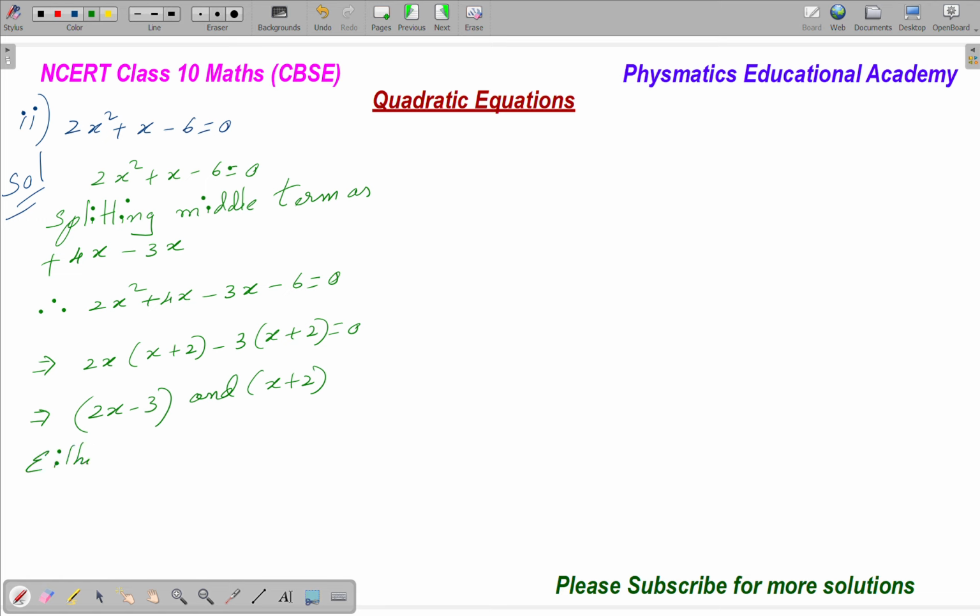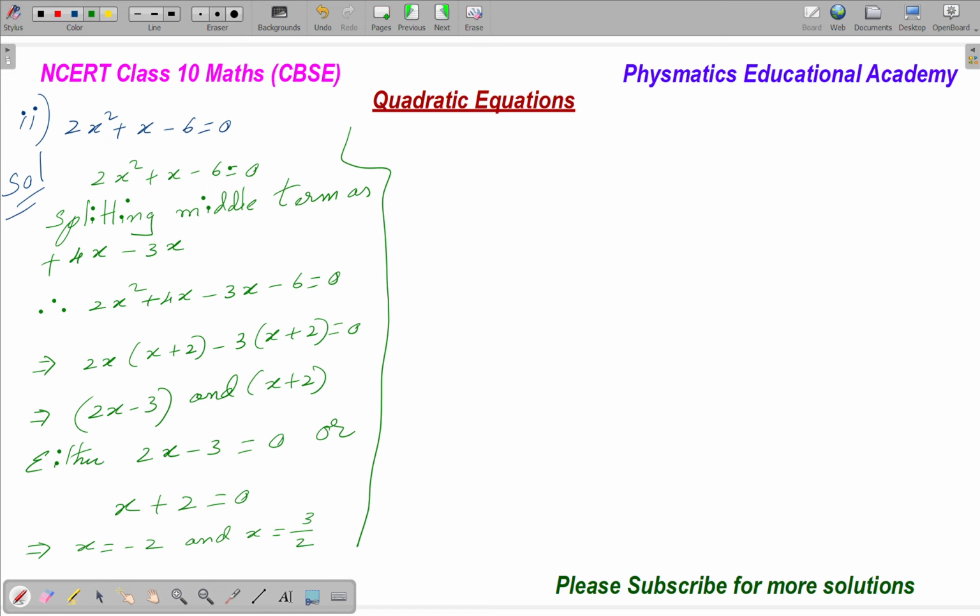Now either 2x minus 3 is equal to 0 or x plus 2 is equal to 0. So that implies x is equal to minus 2 and x is equal to 3 by 2. x is equal to minus 2 and x is equal to 3 by 2 are the solutions, the roots for the given quadratic equation.